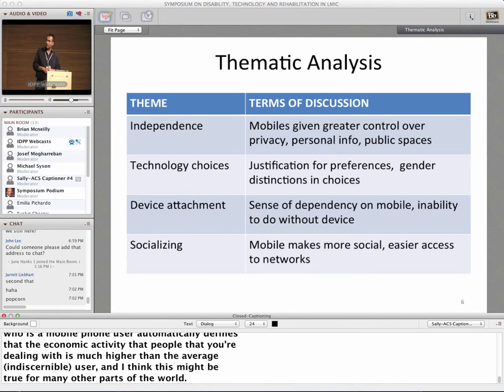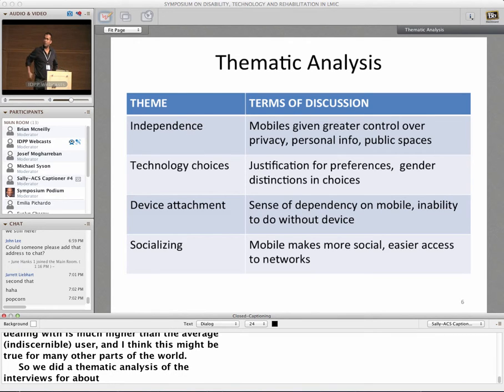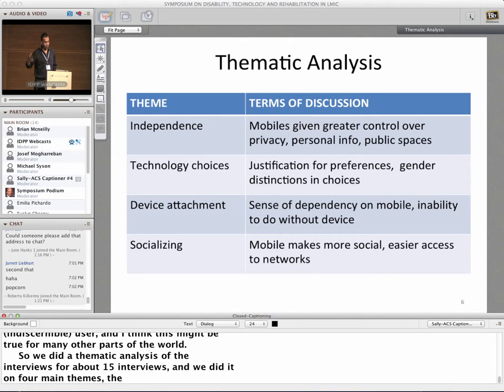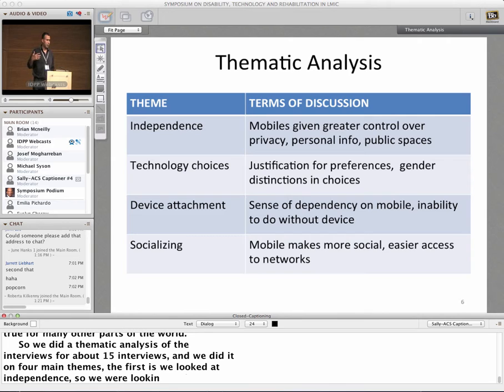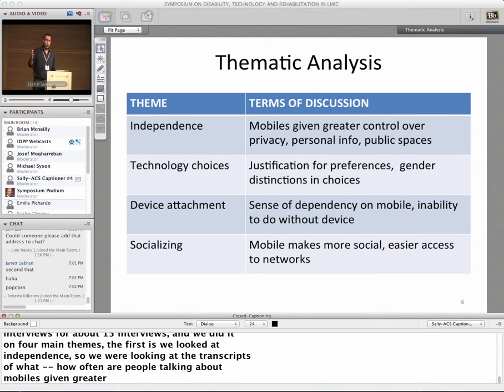So we did a thematic analysis of about 15 interviews, and we did it on 4 main themes. The first is we looked at independence. So we were looking at the transcripts of how often people talk about mobiles giving them greater control over privacy, personal information, public spaces.